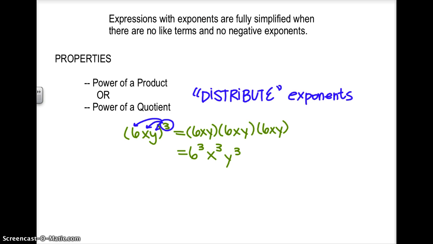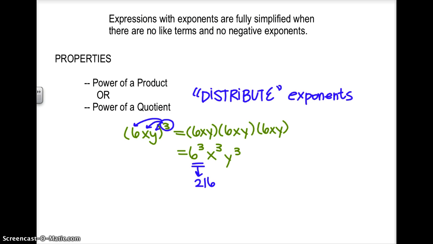Okay? Be careful. When we say distribute, we mean raise, distribute the power. Take everything inside to that power. This 6 to the 3rd is not 18, it's 216. Be careful as to what that means.